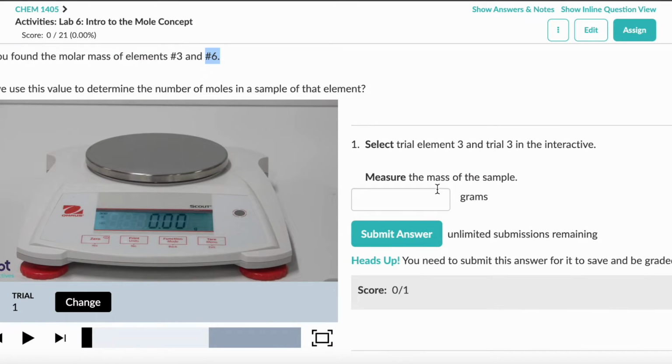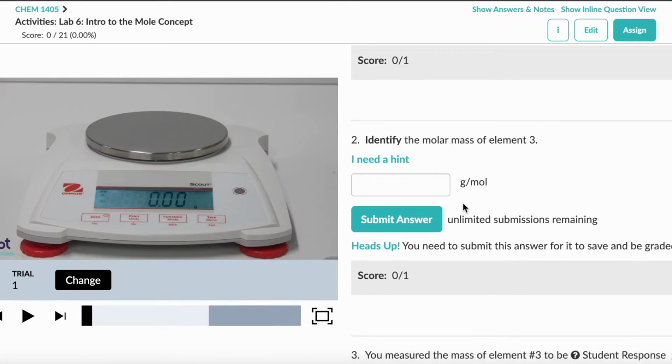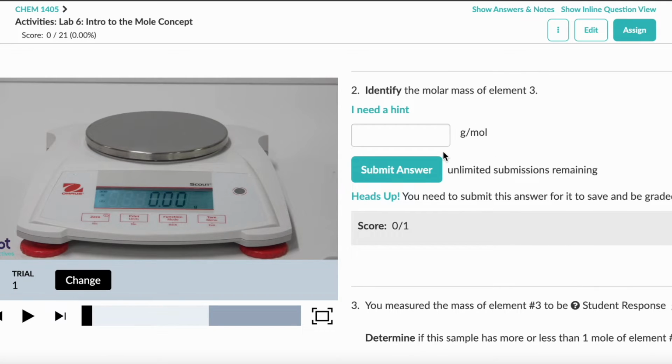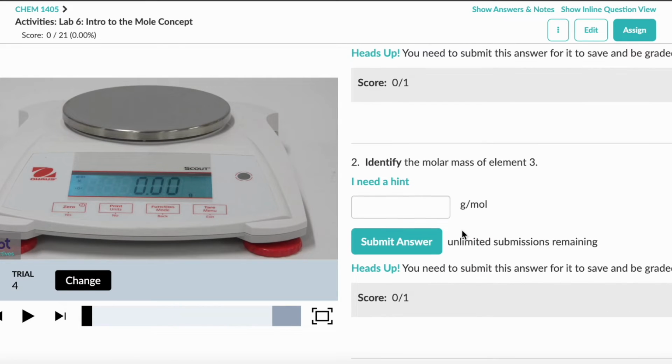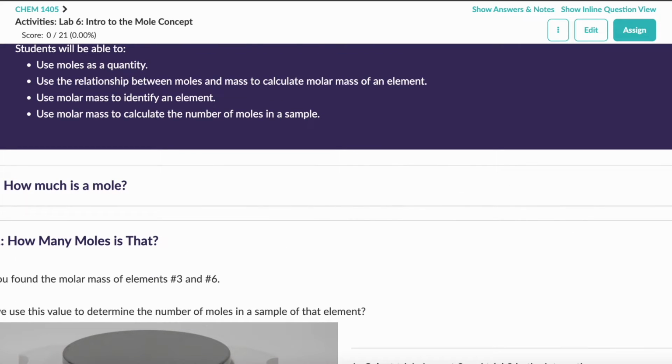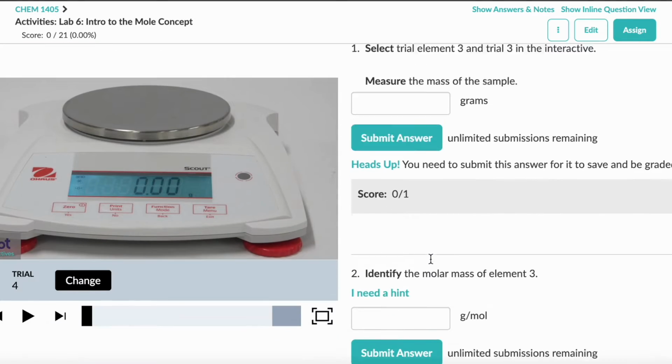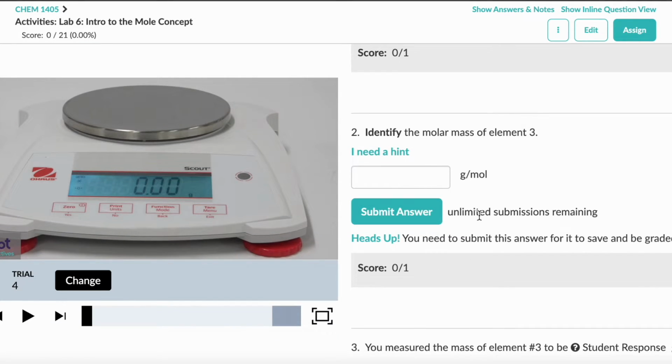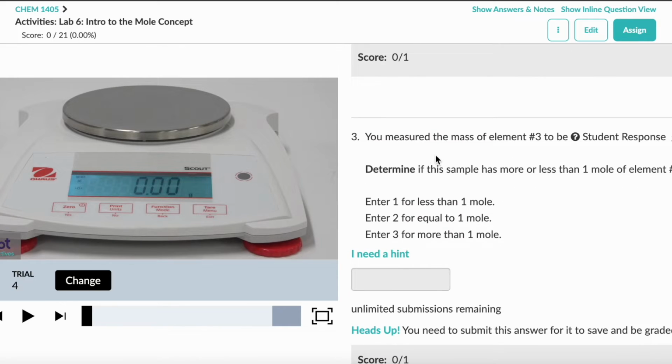So we are going to measure the mass. So very simple, straightforward. Select trial and then select the element, measure the mass. So I know you got that. Now you have to identify the molar mass. So you can refer back to the information that you learned in part 1. So you should still be working with the same elements. So you will be using information from part 1. So using that, you can continue on and think about this.